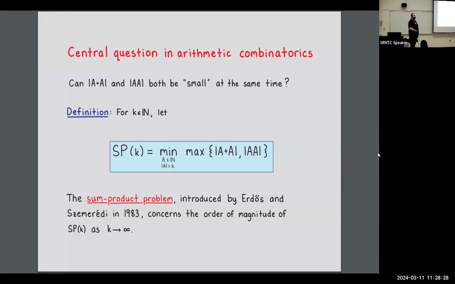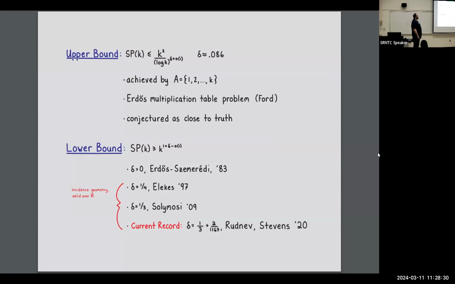So here's what's known. For an upper bound, it's not quite quadratic. In other words, it's bounded above by k squared over a small power of log k. Okay, so it's little o of k squared. And the way that you can get that is just take A to be the first k numbers. And then that has very few sums. It has 2k minus 1 sums.